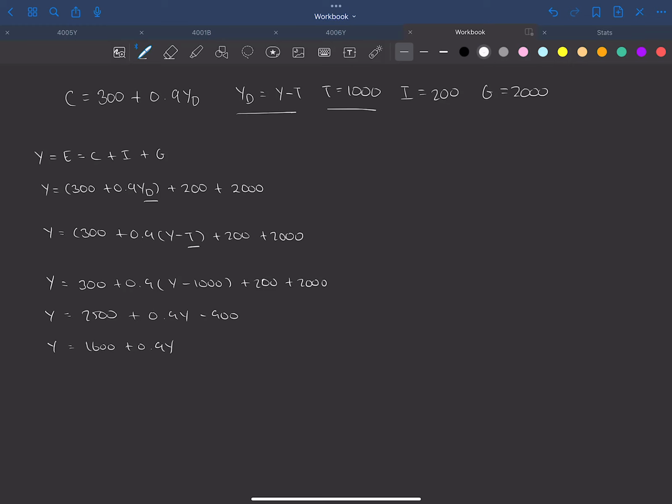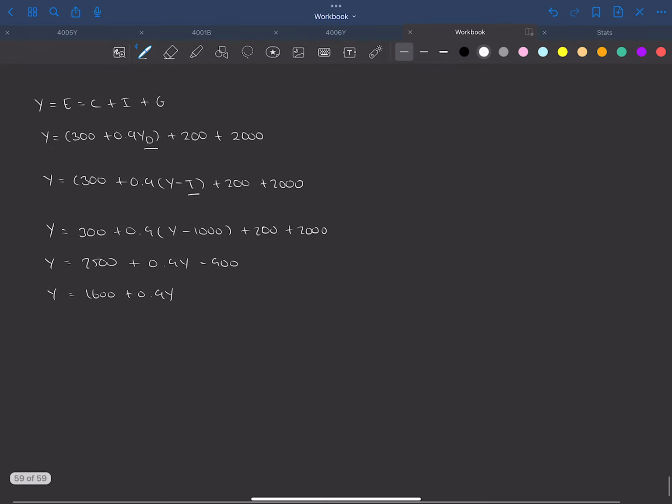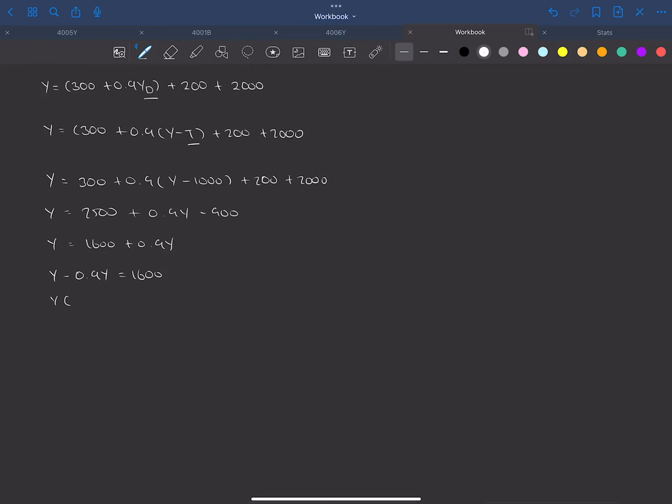So this is kind of looking similar to what the general equation looked like before. So you have Y minus 0.9Y, which equals 1,600. And then factor out Y, of course, equals 1,600. So then obviously you get Y star, which is 1 over 1 minus 0.9, because you want to show your endogenous part. And then that's multiplied by 1,600, your exogenous part.